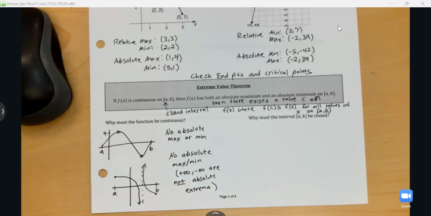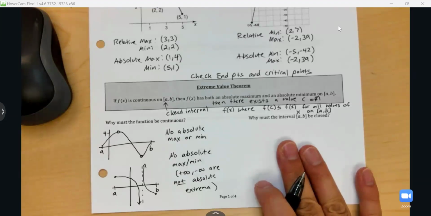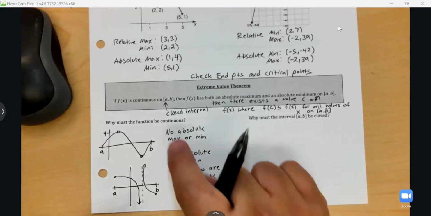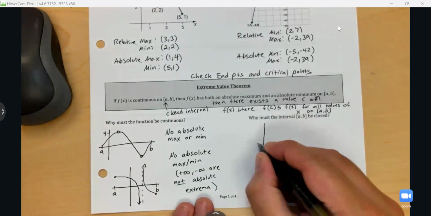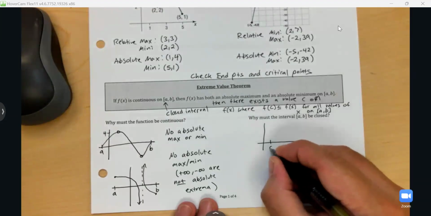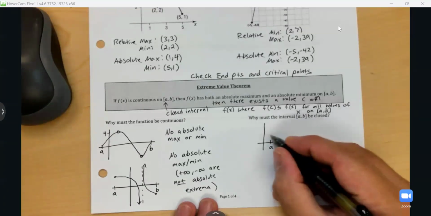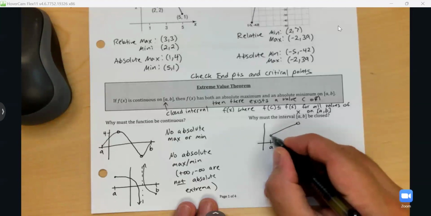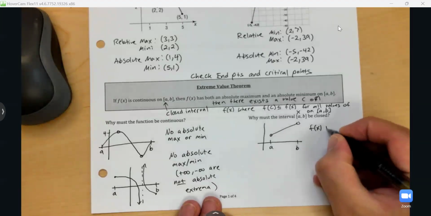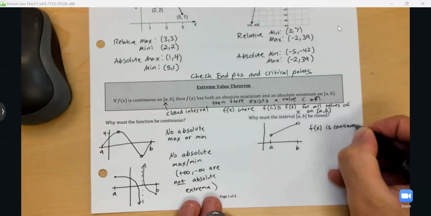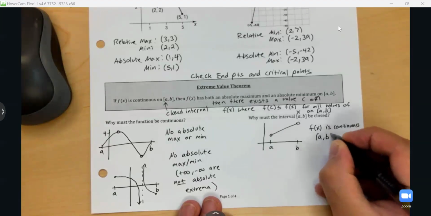Okay, so now the other thing you might be wondering is, well, why does the interval have to be a closed one? I'd mentioned here that you must have a closed interval and continuity for there to exist or be guaranteed to exist an absolute max or min. Okay, so once again, I'll draw a counterexample. So let's say your interval A to B are here, and I have continuity everywhere except for the endpoints. Okay, so in this case, f of x is continuous, but only for the open interval A to B.